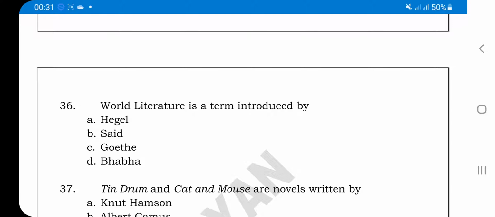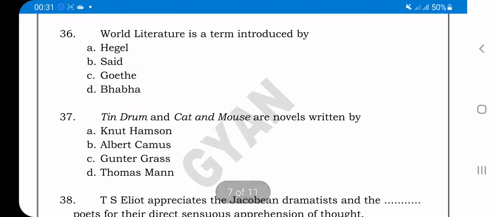World literature term introduced by. Answer is quite simple. C is the answer. Yeah, this is my favorite. Tin Drum and Cat and Mouse. And the answer is C. I really like this one.